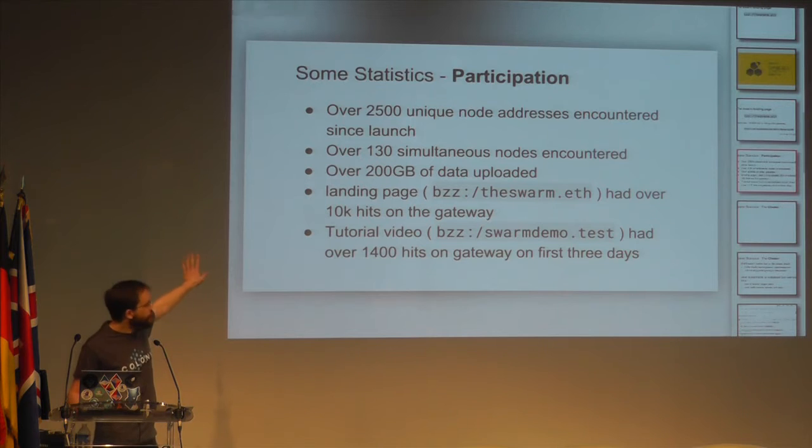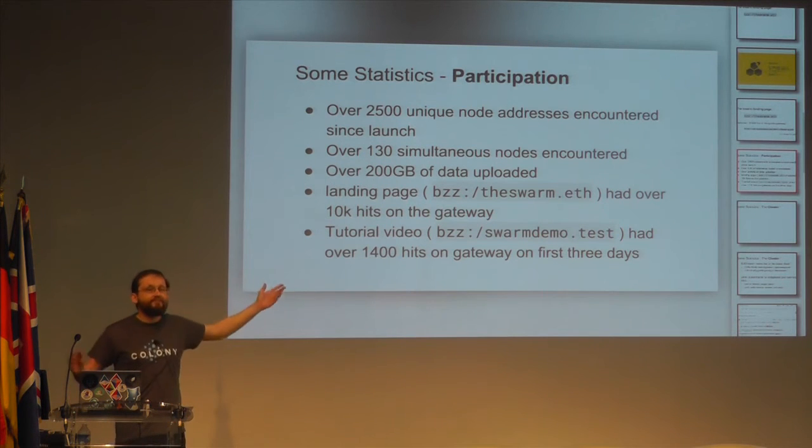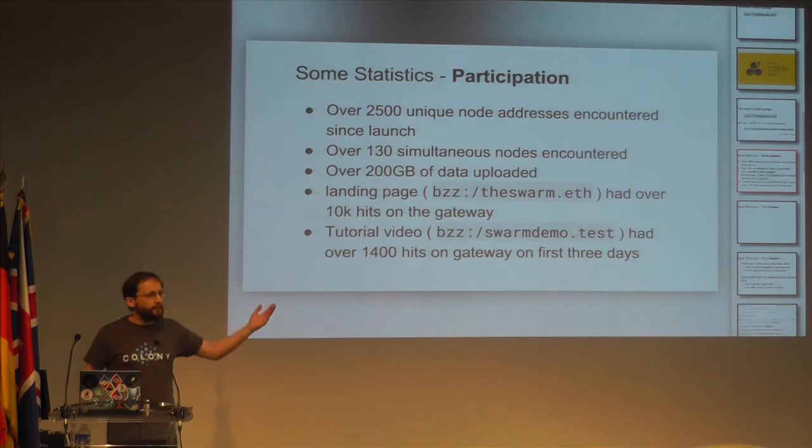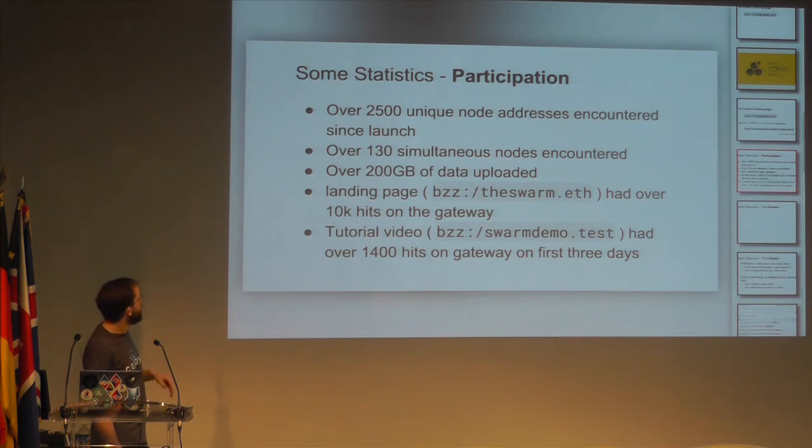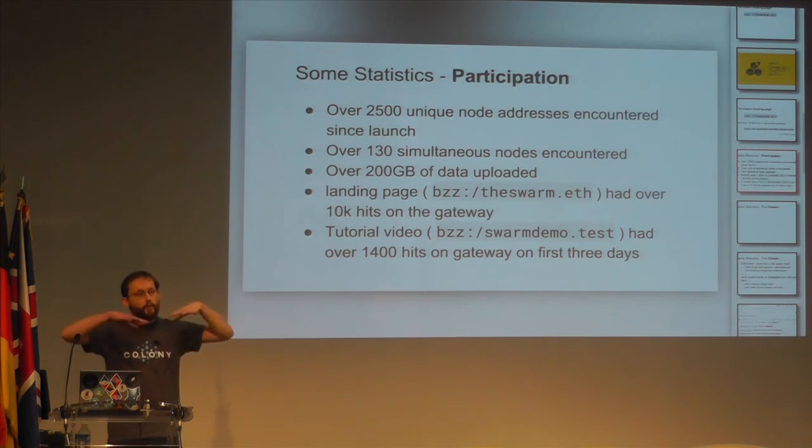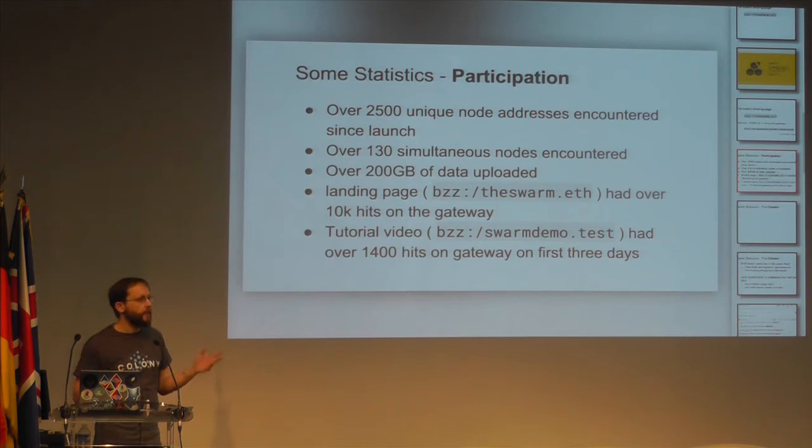But that's a testament to the interest we had. Other than that, well, 2,500 unique addresses. Could be the same people over and over. Every time you start with a new data dir and key, you get a new address, but that's sort of an idea. 130 simultaneous nodes was the absolute maximum that we saw connected to us. Caveat, half of that was us, but still, that was pretty good, the biggest we had. 200 gigabytes of data amassed. And yeah, 1,400 hits in a single weekend for our demo video. So we got a lot of interest. So this was all very encouraging.